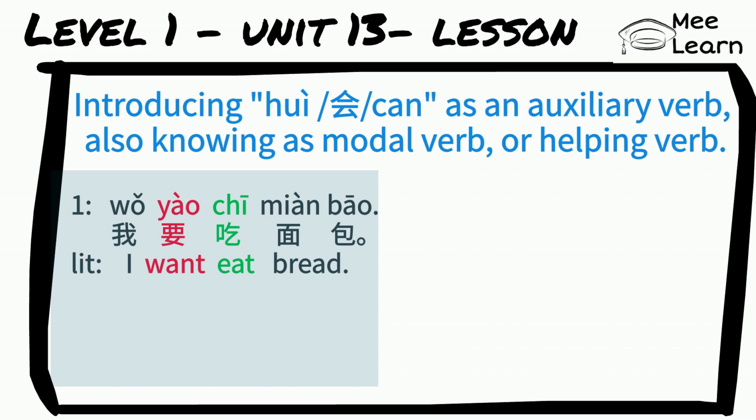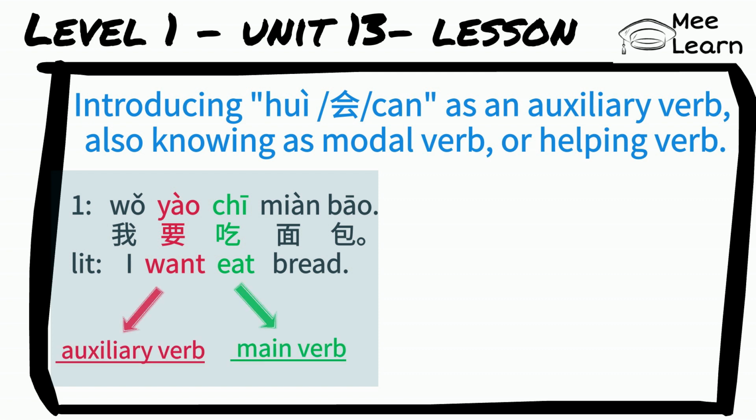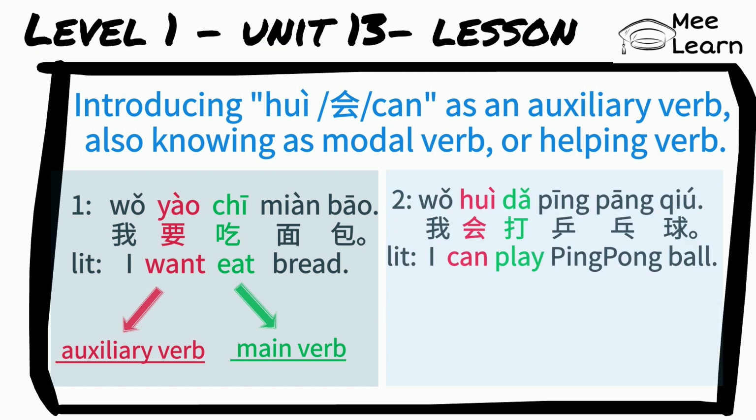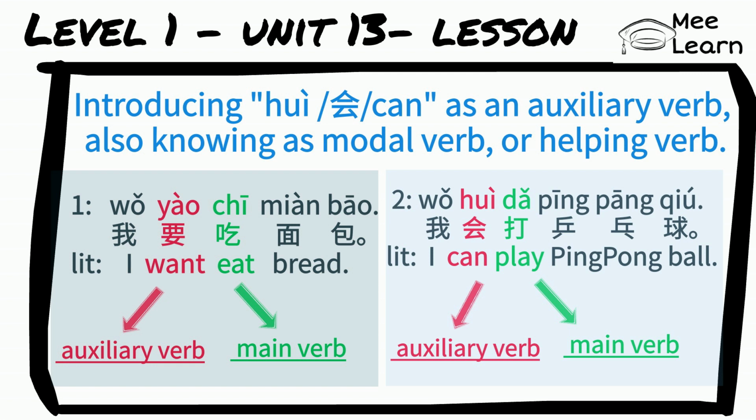For example, 我要吃面包 literally, I won't eat bread. Here, 要 is the auxiliary verb and 吃 is the main verb. Another example, 我会打乒乓球 literally, I can play ping pong ball. 会 is the auxiliary verb and 打 is the main verb.